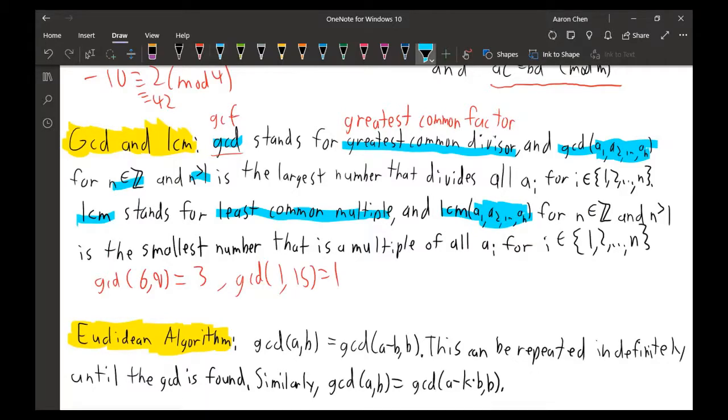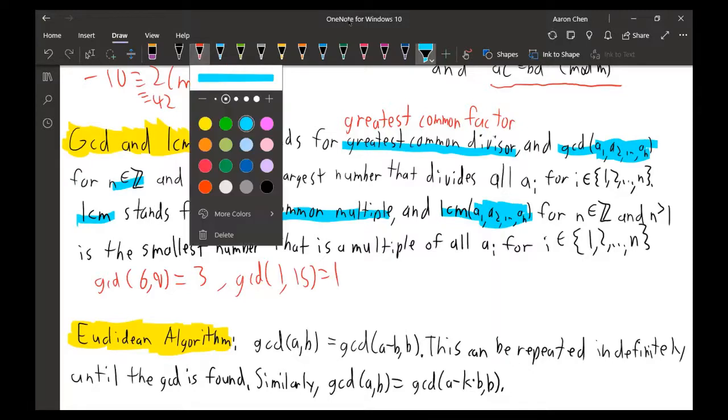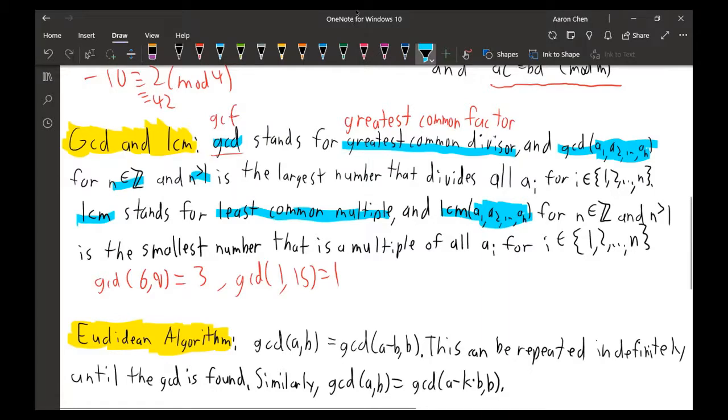And so some examples of this, okay. Once again, please wait a while. Sorry. Okay, there we go. So once again, LCM is least common multiple. Some examples would be LCM of 6 and 9 would be 18. And the GCD of 1 and 15, oh sorry, not GCD, LCM of 1 and 15 would just be 15.